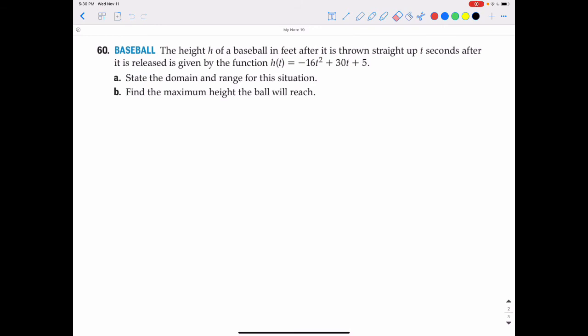The last question is a real-world situation. And being a real-world situation, sometimes that affects the domain and the range. It says, baseball. The height h of a baseball in feet after it's thrown straight up t seconds after it's released is given by the function h of t equals negative 16t squared plus 30t plus 5. We're going to do part A, which is the domain and range of the situation, and then part B is going to be part of your assignment.